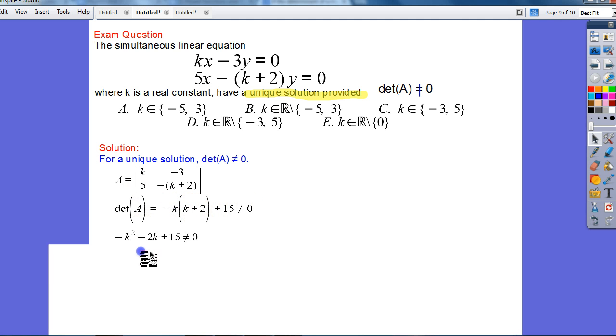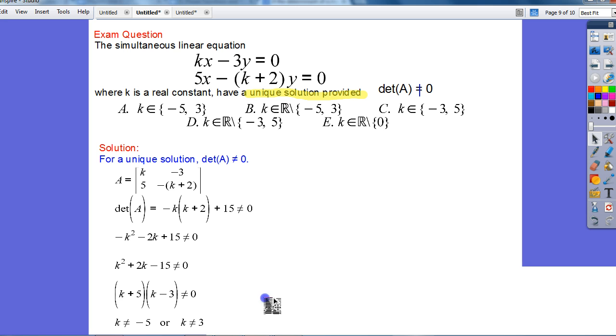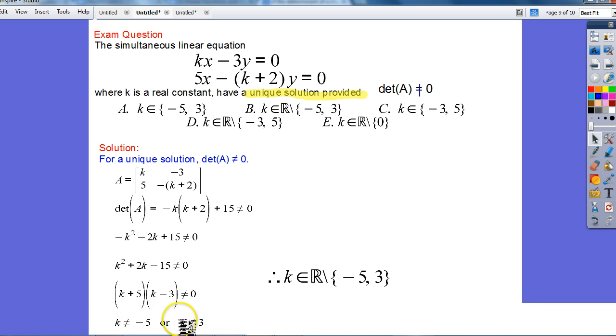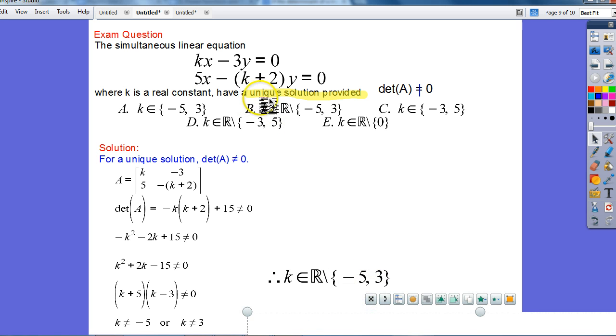We set up a quadratic equation. We simplify it a little bit by dividing by -1. Then I'm going to factorize, and we'll see that it factorizes nicely into these two factors. So that means k cannot equal -5 and k cannot equal 3. It's not allowed to equal those numbers. That means k is allowed to equal every other real number except -5 and 3. And when that happens, we're going to end up with unique solutions.